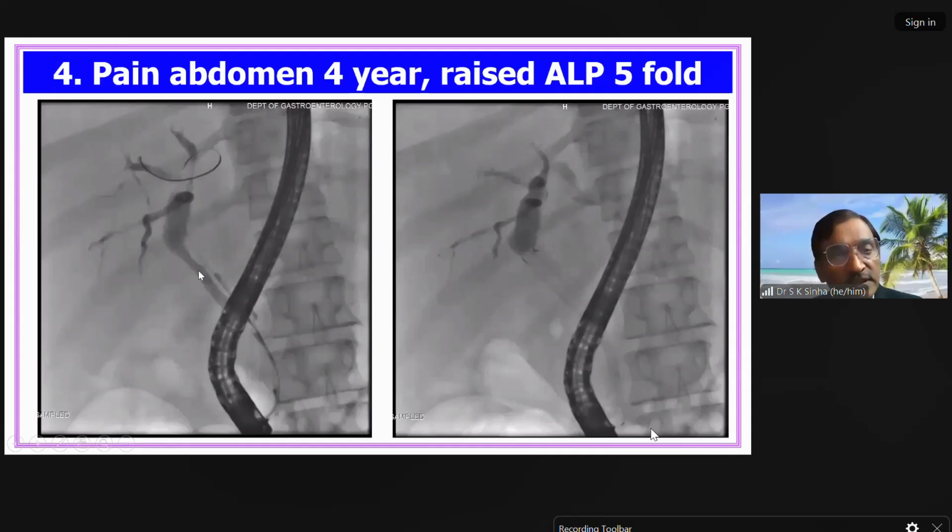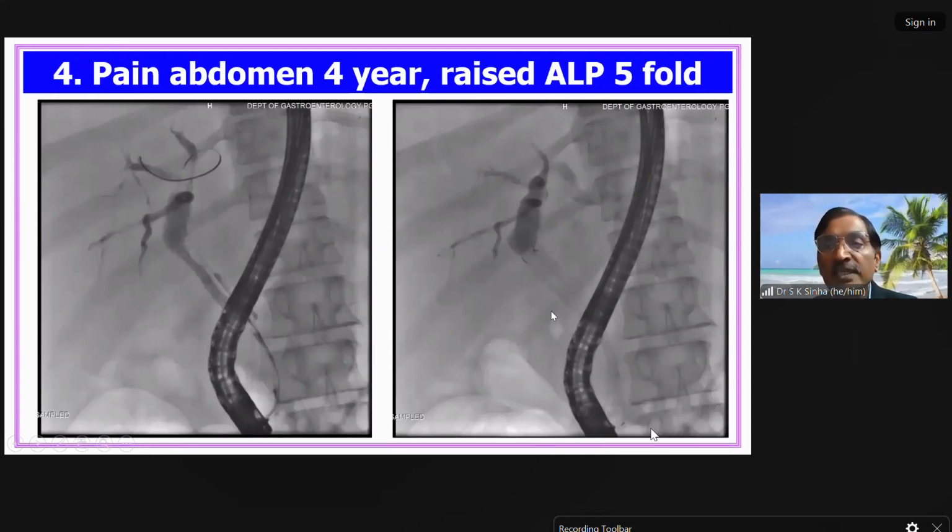So here what you are seeing, there is tapering, and again the middle and lower third appear to be narrowed. But here it seems on the face of it that there is contrast extravasation, but no, this is false tracking, because you see this guide wire going here. So this is the margin of the CBD, and this is not the contrast margin which you are seeing. So there is no extravasation, and this is actually a benign biliary stricture.